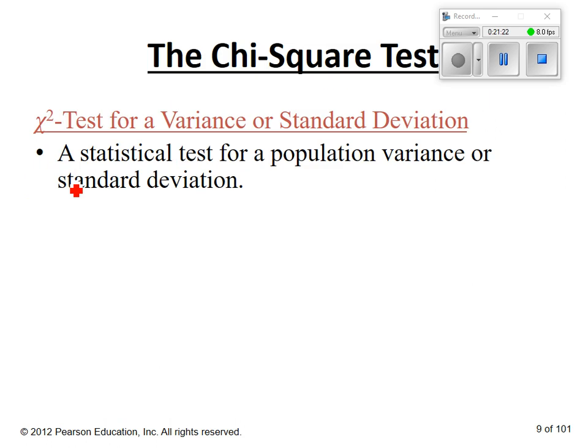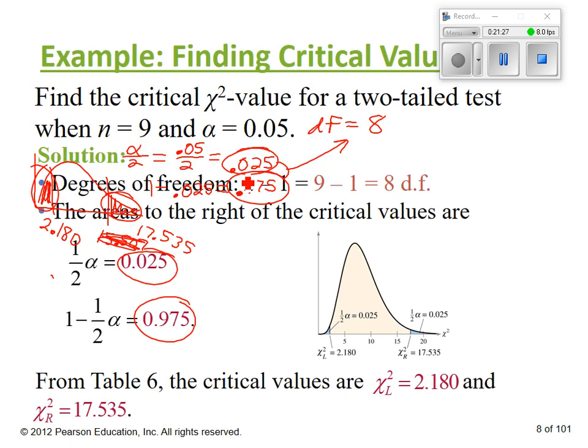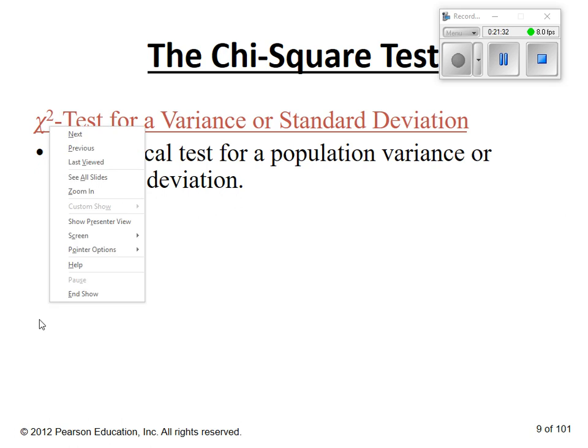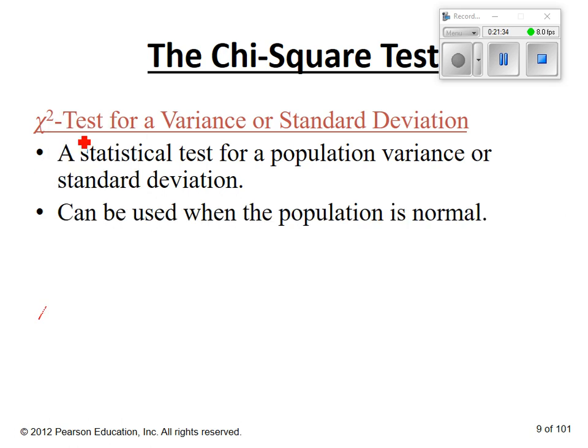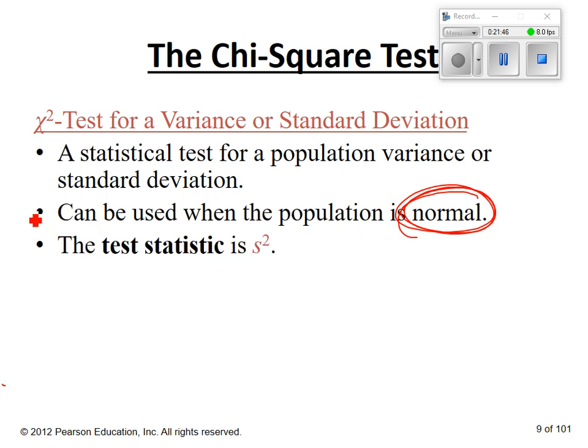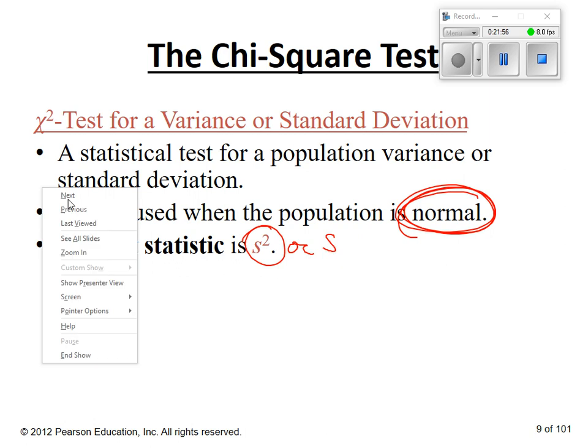Chi-square test. So again, your chi-square test is for variance, standard deviation. I wouldn't write any of this down. Statistical test for variance, standard deviation, this is just telling you what it is. Can be used when the population is normal. The population has to be normal, no ifs, ands, or buts. If the population's not normal, we can't do this. Your test statistic is your S squared or your S. So it's either your sample variance or your sample standard deviation.